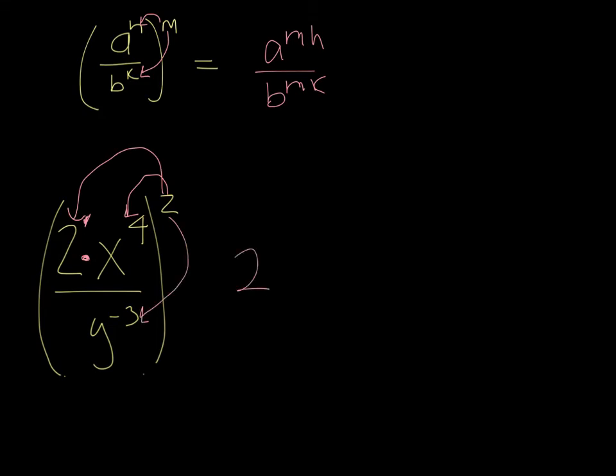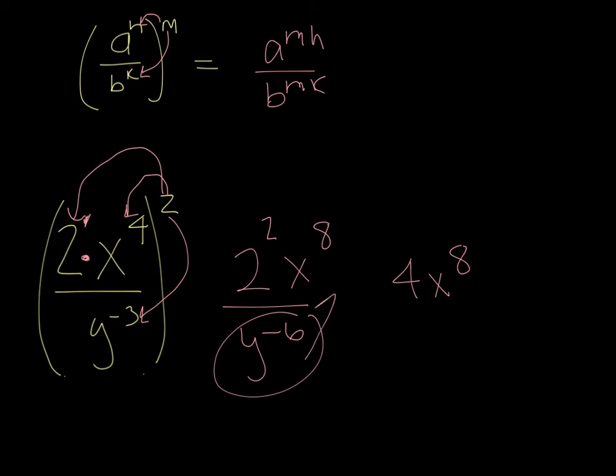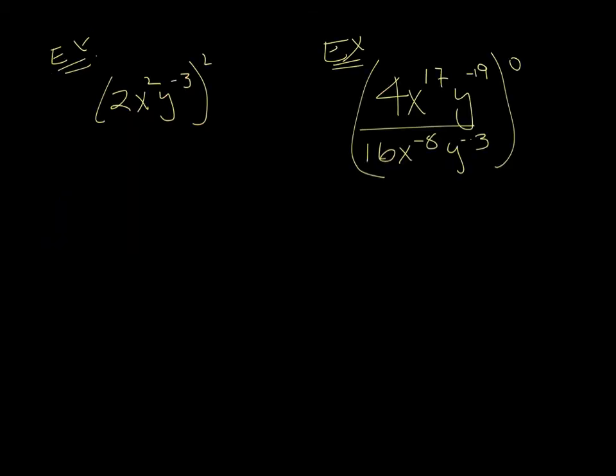So it's going to become 2 to the second, because 1 times 2 is 2, x to the 8 over y to the negative 6. We're going to take this and simplify a little further, because we have a negative exponent, and we can work with that coefficient. So we're going to make this 4x to the 8th, and the y to the negative 6 is going to come up top as a y to the positive 6, and that's our final answer.